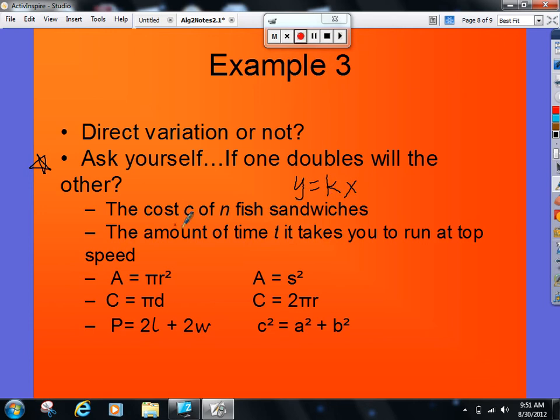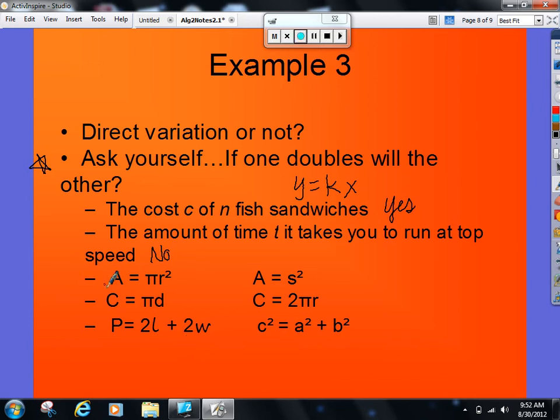The cost C of n fish sandwiches. Is it going to cost more money if I buy more fish sandwiches? Yes. So is that direct variation? Absolutely. The amount of time it takes you to run at top speed. Is my time going to get bigger if my speed gets bigger? No. If my speed is quicker, my time should be less. This is not direct variation.